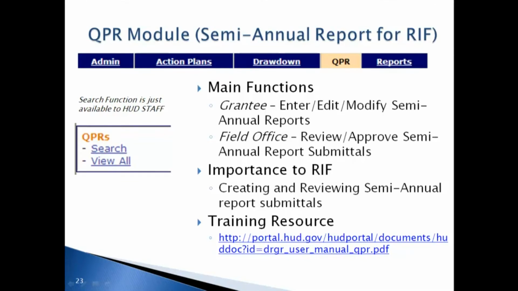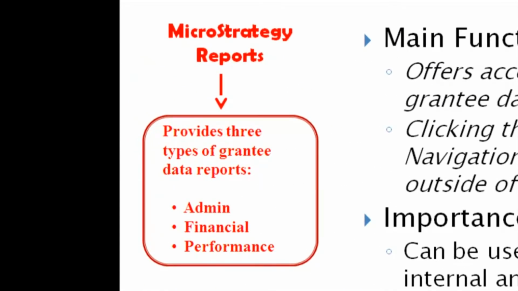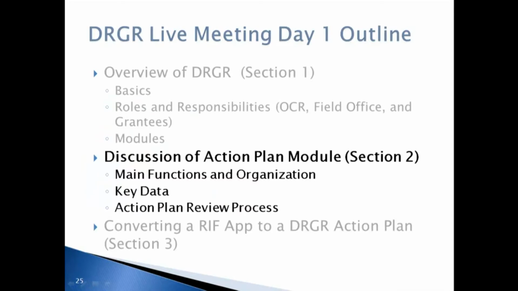Clicking on the Reports module tab will open a new window outside of the DRGR system. Three types of grantee data reports can be obtained from this feature: admin, financial, and performance. As I stated earlier, this tool can be used to produce reports by isolating data on a specific subject for analysis or documentation.